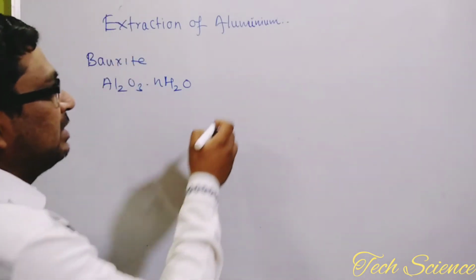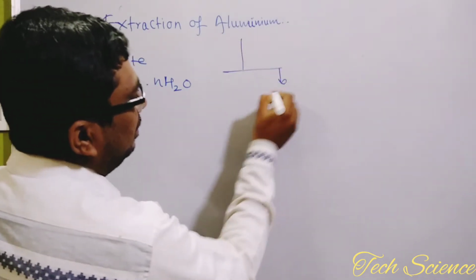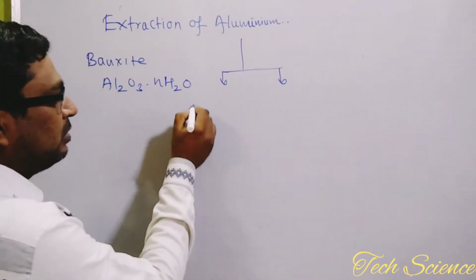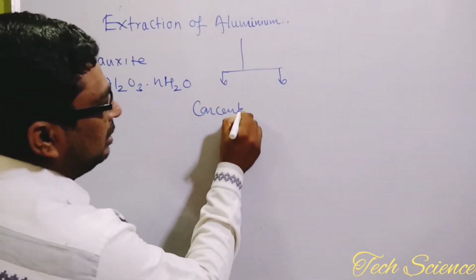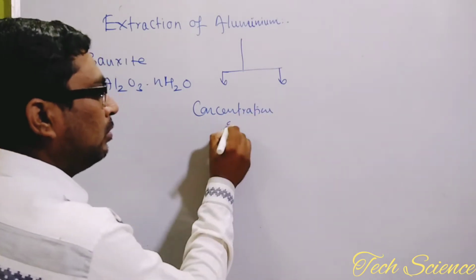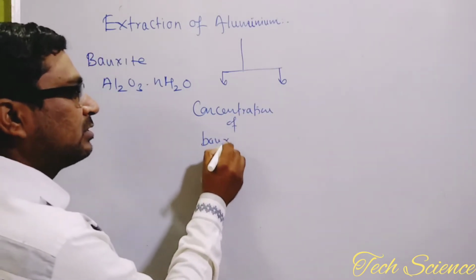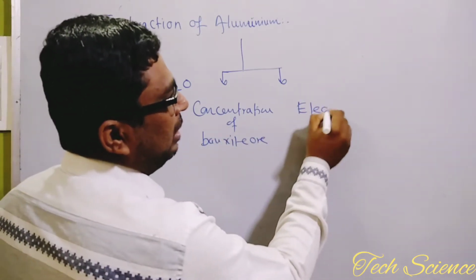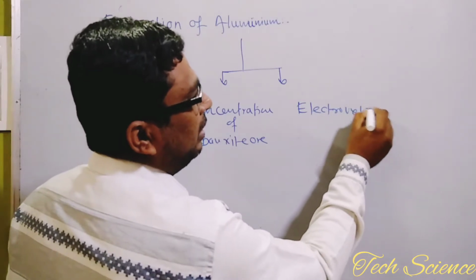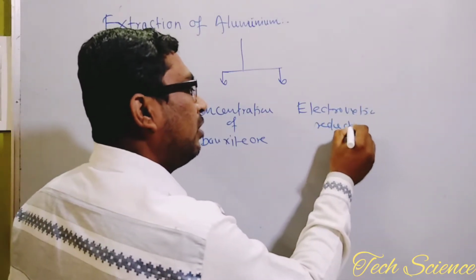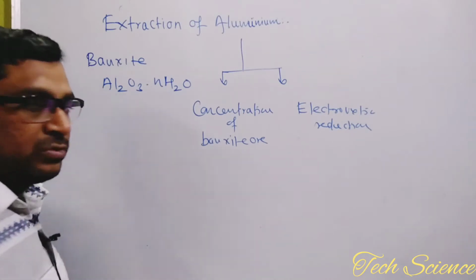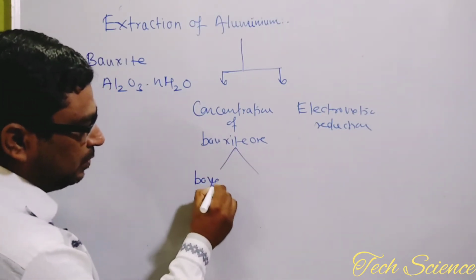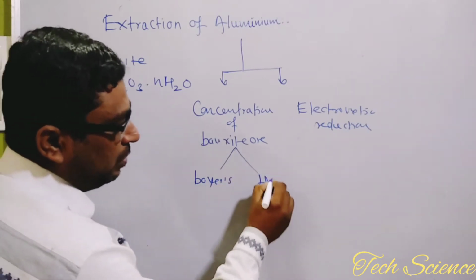As we know, extraction of aluminium is done in two different steps. The first step is called concentration of bauxite ore, and second we have electrolytic reduction of alumina. In the concentration of bauxite ore we have two different methods. The first is called Bayer's process and second we have the Hall's process.